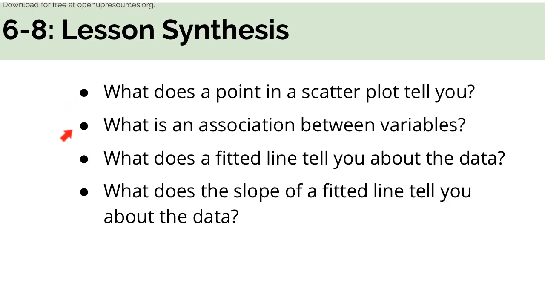What is an association between variables? We've talked about positive association, negative association. We've talked a little bit about strong and weak association, and also linear and nonlinear association. What does a fitted line tell you about the data? You can use that fitted line to make predictions, and you can use the slope of the fitted line to tell you about how things will change, right? Like as your height increases by 1 centimeter, your arm span will also increase by 1 centimeter.